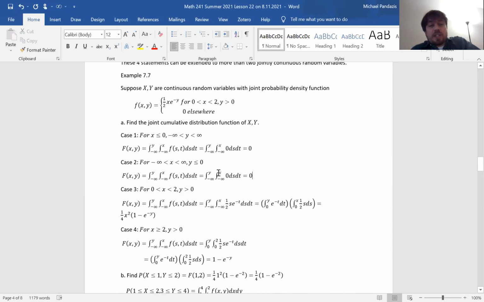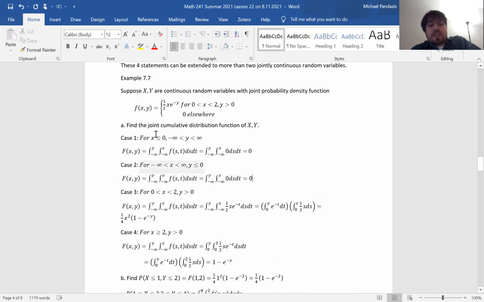Case 3, there's more work now. So for case 3, let's just look at the obvious situation that x is between 0 and 2 and y is positive. If x is between 0 and 2 and y is positive, then we have possibly non-zero value for capital F. So capital F is equal to this by definition. And then we substitute. So little f is definitely this, right? But now how do we integrate?